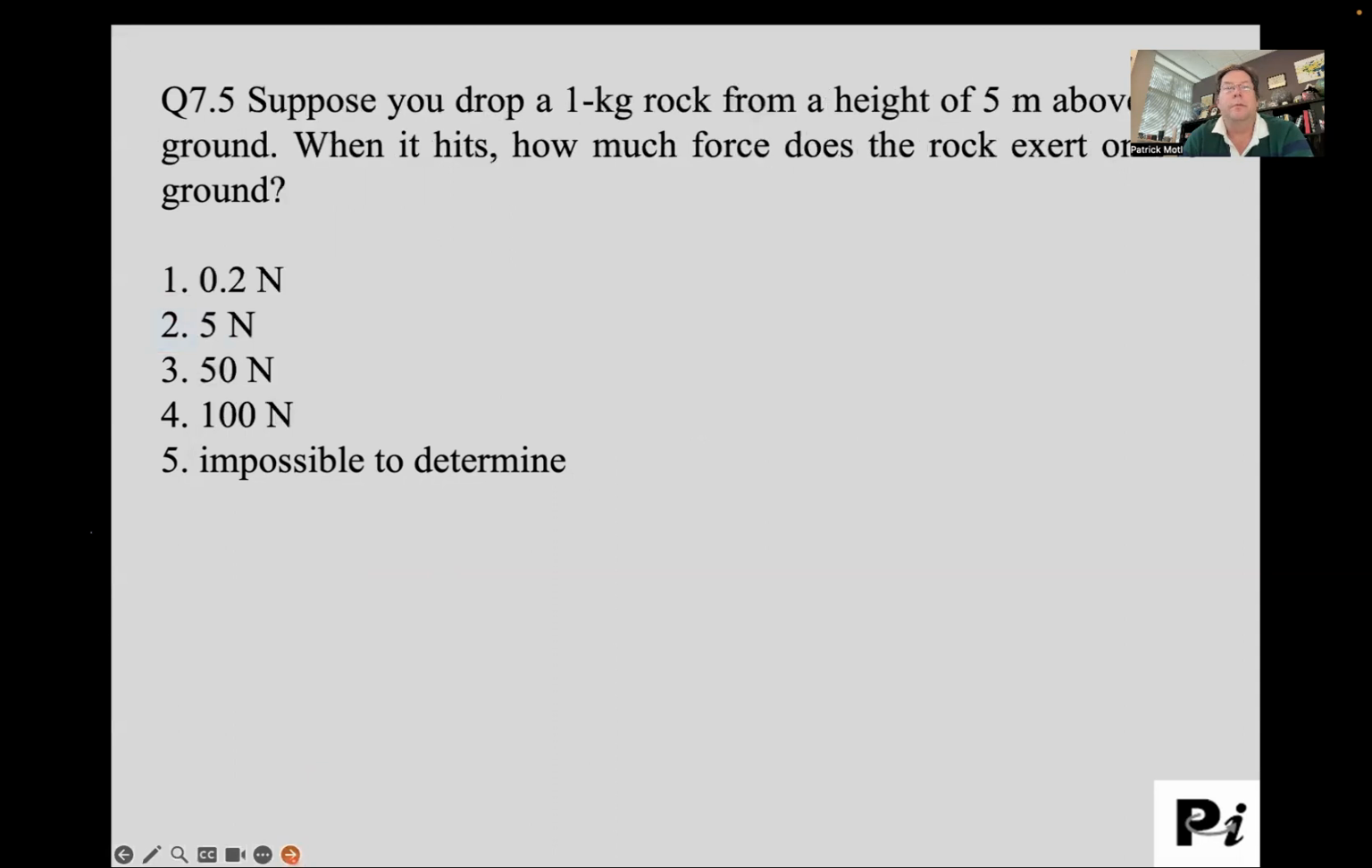All right. Drop a 1 kilogram rock from a height 5 meters above the ground. When it hits, how much force does the rock exert on the ground? Is it 0.2 newtons, 5 newtons, 50 newtons, 100 newtons, or it's impossible to determine?